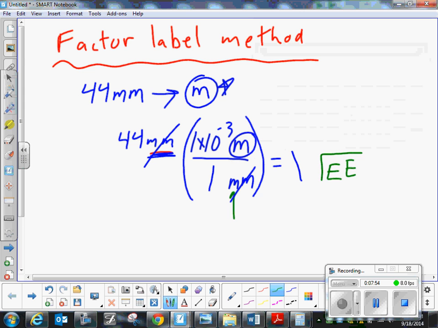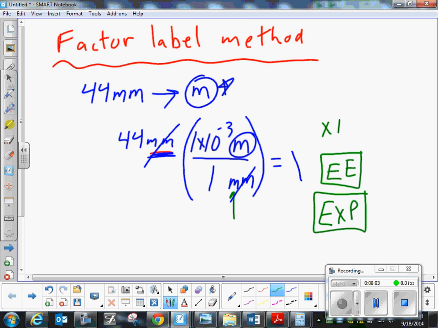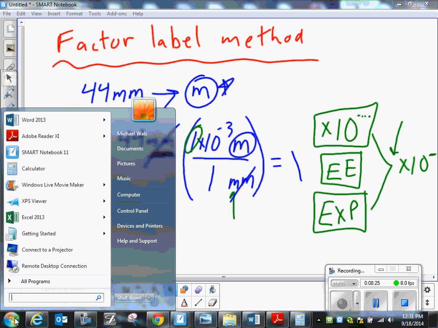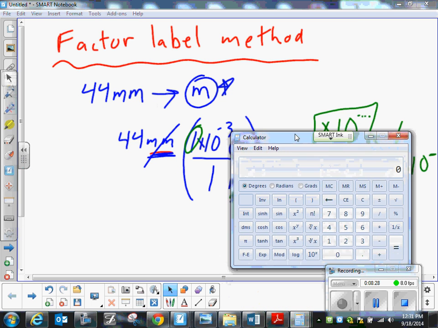EE, and it could be second function, or EXP. These buttons are the most common. Another one might be times 10 and has a little dash up here. All of these three buttons mean the same thing. And what they do is they mean times 10, and they wait for you to put in the power that you want to indicate. So if you have a number before the times 10, which we do, our number is 1, you have to put that in first. So I'll bring up that calculator and I'll show you how to push the buttons to be successful with this.